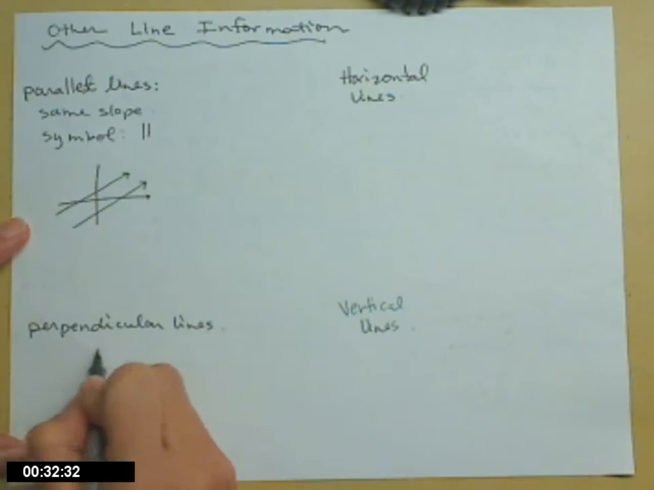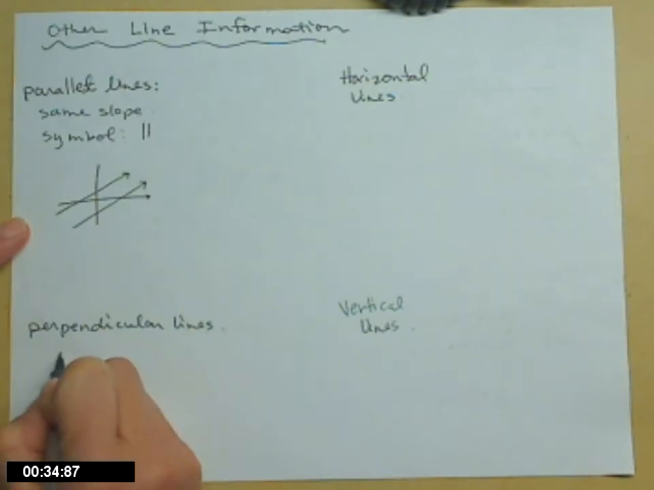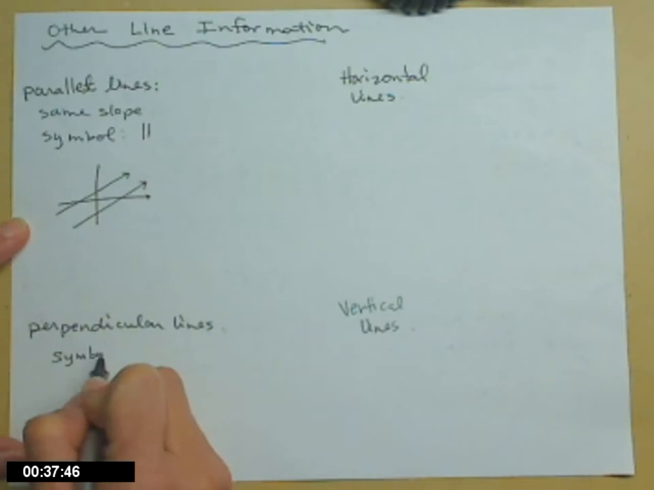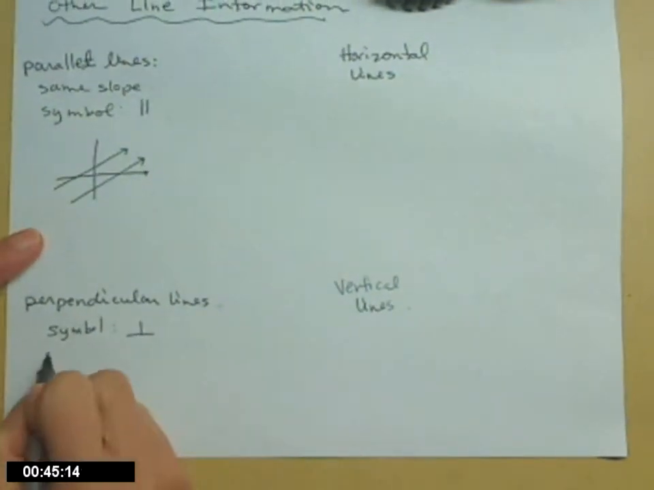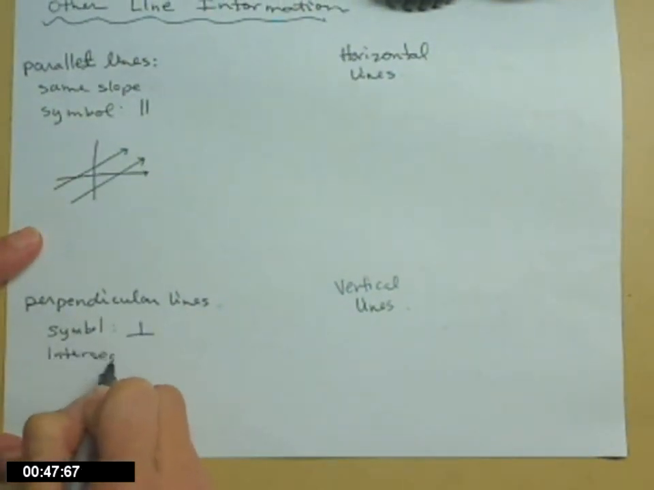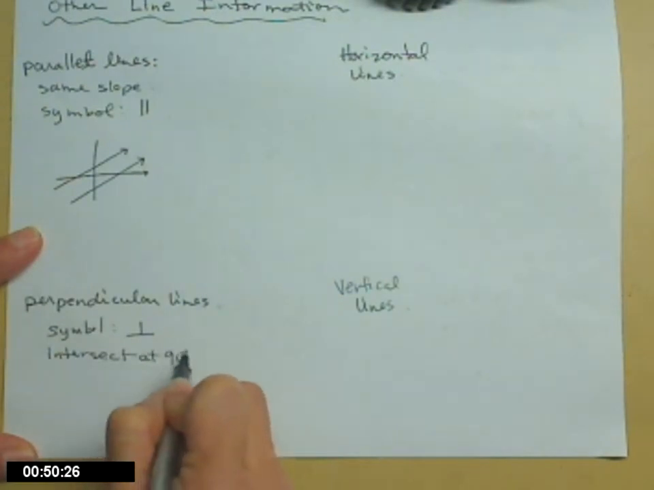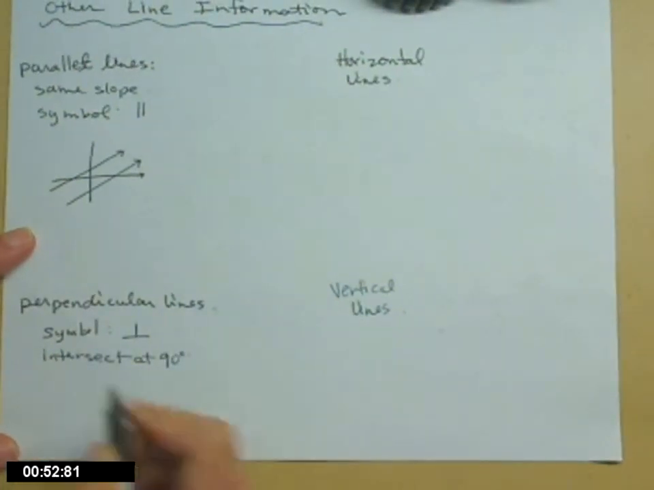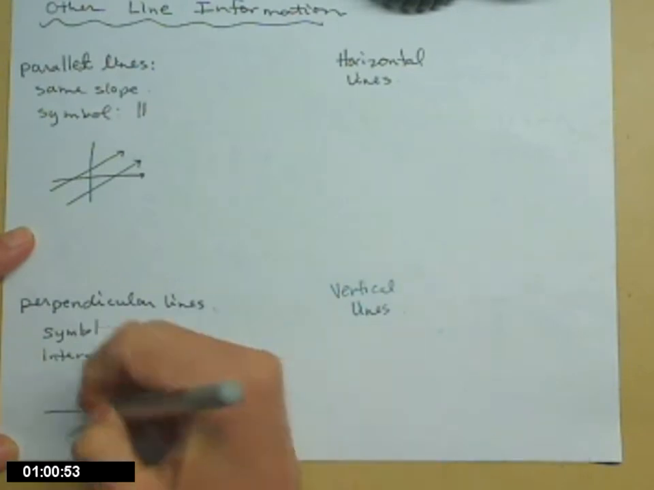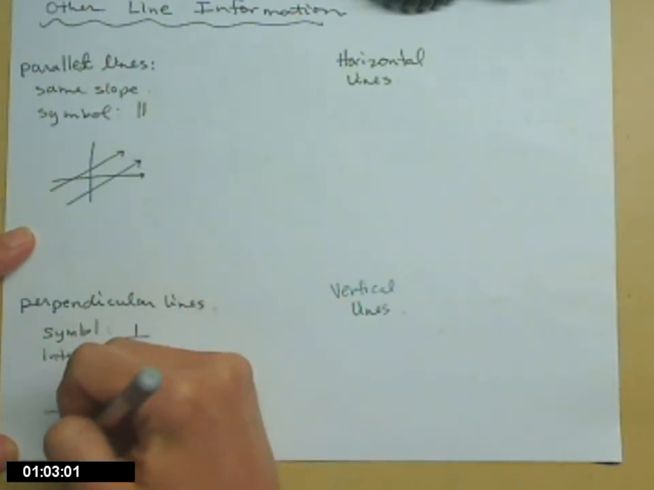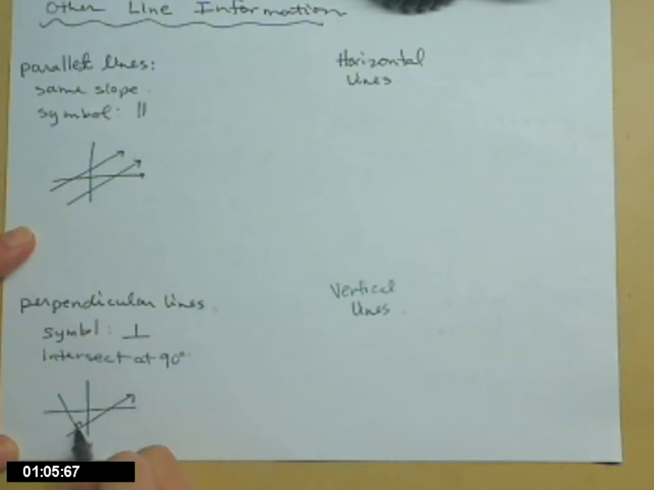Perpendicular lines have, let me give the symbol first, that's quicker. The symbol is an upside down capital T, so we don't have to write out perpendicular all the time. Perpendicular lines intersect at 90 degrees. The graph, so if this is my first line, a line that's perpendicular to it can be drawn anywhere. But the key is that it intersects that first line at 90 degrees.